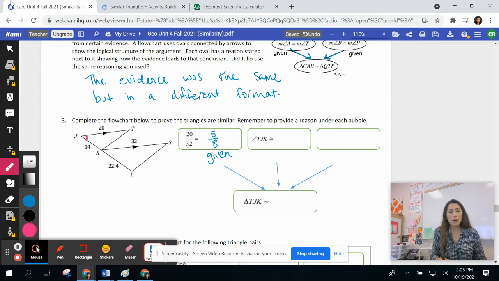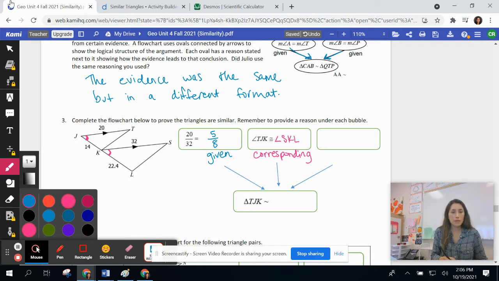Now that angle, if I take that angle and slide it down the transversal, it's going to land here. We call those angles corresponding, and we know they're congruent when we have parallel lines connected by a transversal here. So those angles are corresponding. So we can say angle SKL, and we'll say corresponding, and we marked it on our diagram. So when parallel lines are cut by a transversal, corresponding angles are congruent.